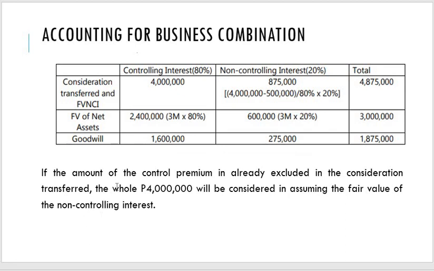Okay? If the control premium is already excluded in the consideration transferred, the whole 4 million will be considered in assuming the fair value of non-controlling interest. Because if the problem states that the 4 million excludes the control premium, then we no longer deduct the 500,000 in assuming the fair value of your non-controlling interest.